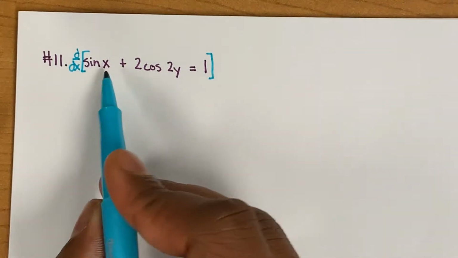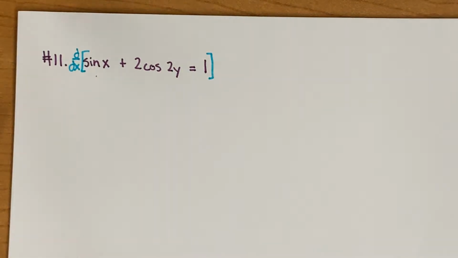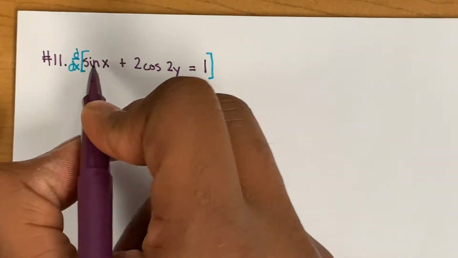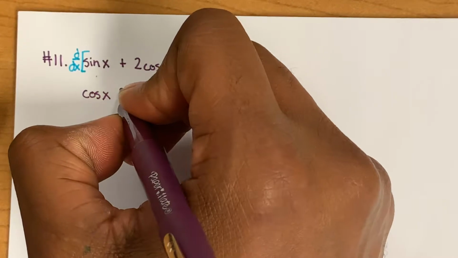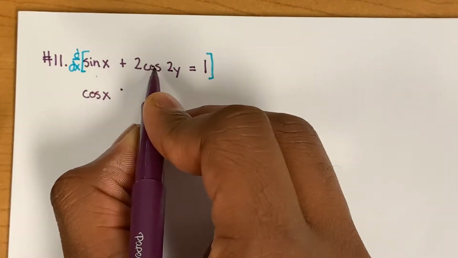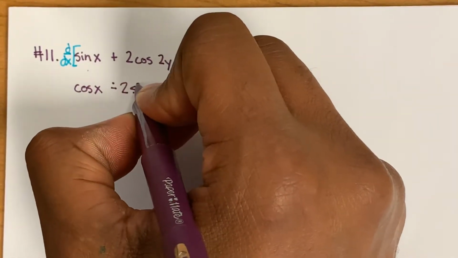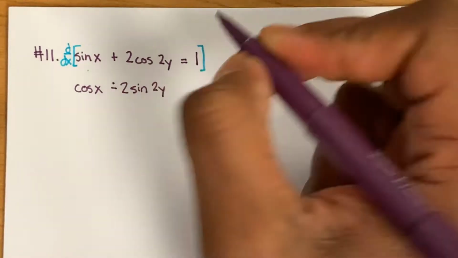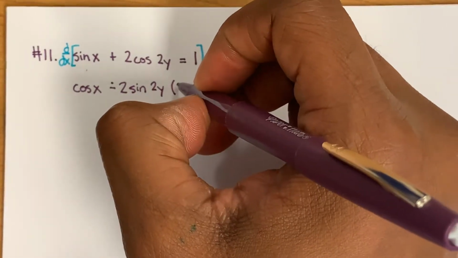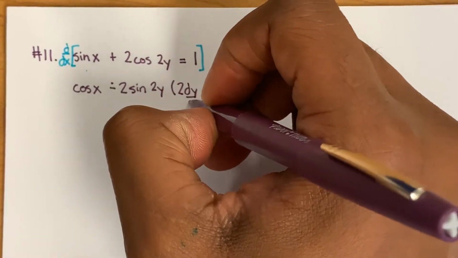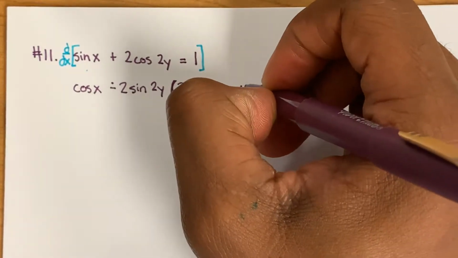So we had sine x plus 2 cosine 2y equals 1. We put a derivative operator in the front to indicate that x is the independent variable. The derivative of sine x is cosine x. And then the derivative of 2 cosine 2y is going to be negative 2 sine 2y. And we also have to multiply by the derivative of 2y, which is 2 dy over dx, and that would equal the derivative of 1, which is 0.